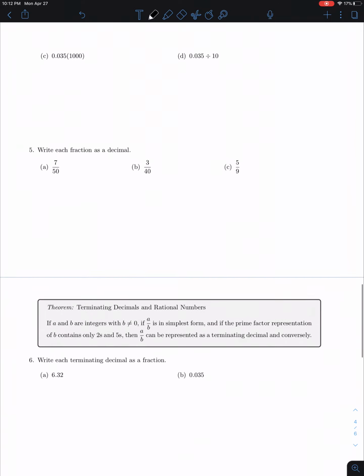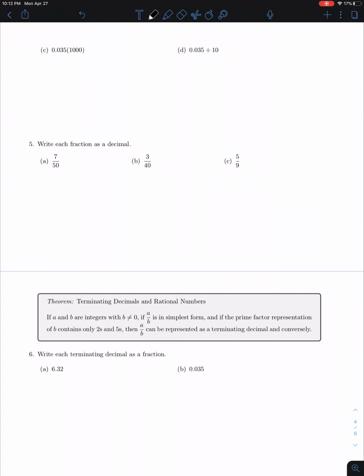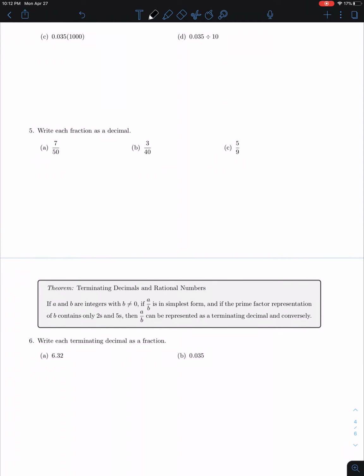So for 5, writing these fractions as decimals, all we want to do is just long divide them and see what we get. So I'll let you guys do those.